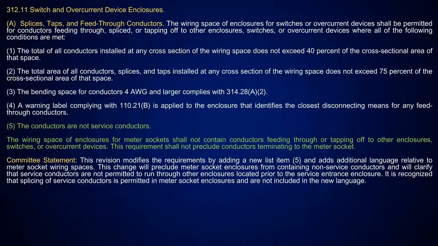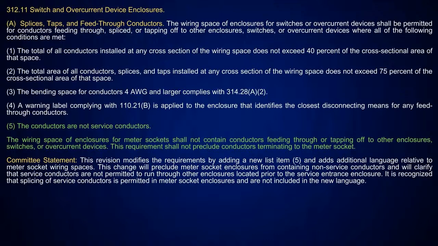And then this one was 312.11, and what this is going to get into is your splice taps and feed-through conductors, and they're going to do some clarification here. If you go down and look at 5 and then look at the sentence underneath it, what this is going to do is preclude meter socket enclosures from containing non-service conductors. So basically if it deals with a service, that's what it's going to deal with. You can't have all these other conductors there.